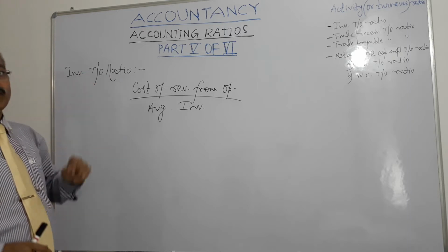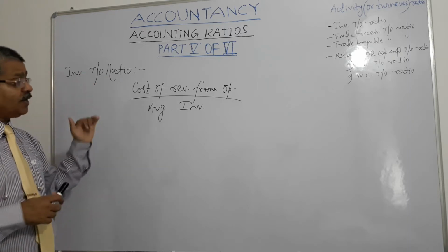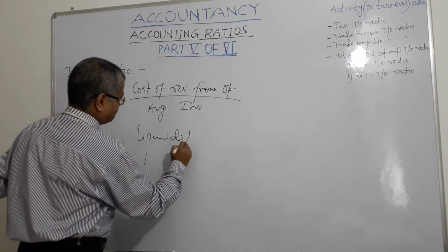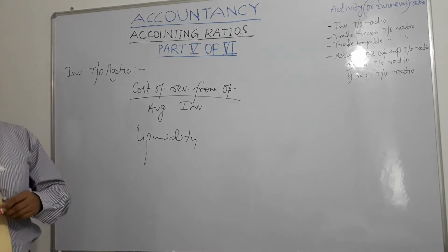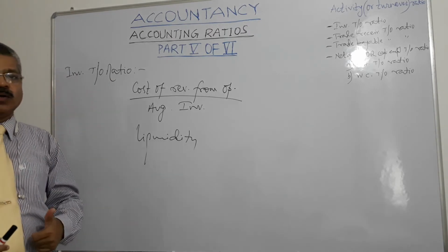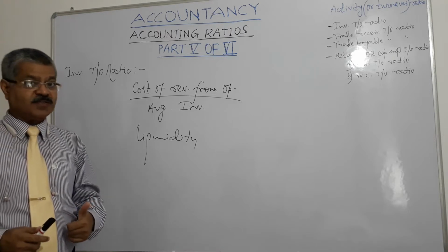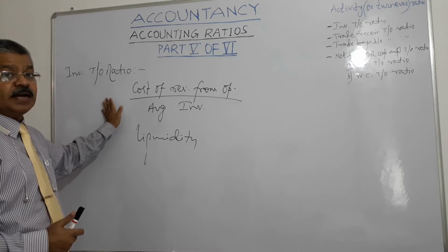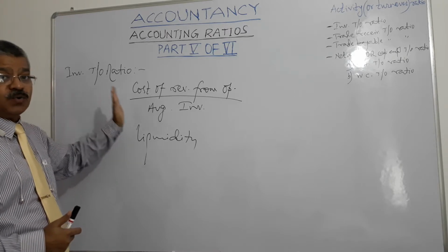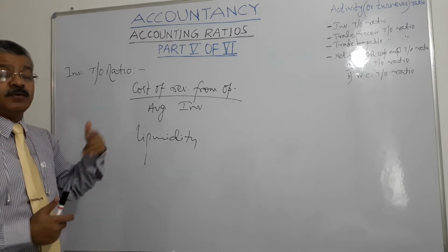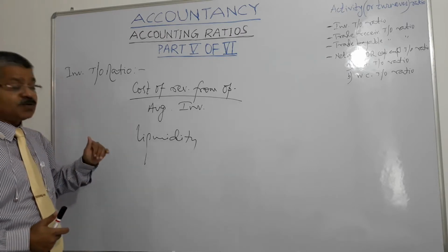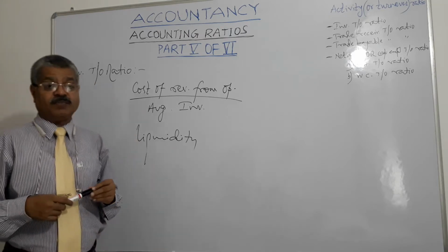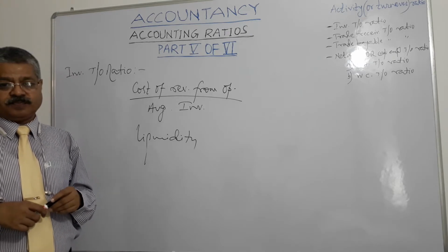And inventory turnover ratio is also a good indicator of liquidity of the enterprise. Suppose there is an enterprise where the inventory turnover ratio is very low. It means the enterprise is not very liquid because money is stuck up in inventory and it's not being turned over into revenue or sales quickly. It is very slow. So inventory turnover ratio is a good indicator of liquidity of a business enterprise, right?